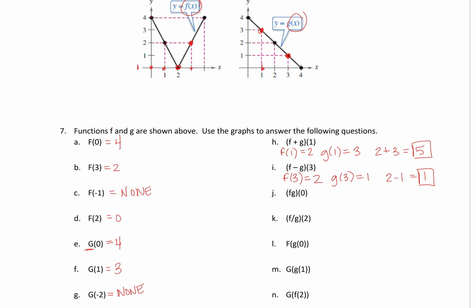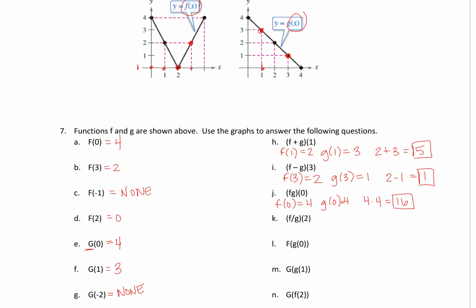All right, looking at j, I'm going to multiply f of 0 times g of 0. Well, f of 0 we already learned from problem A. It is 4. And g of 0 from problem E is 4. So I'm just going to do 4 times 4 to get 16 as a solution.